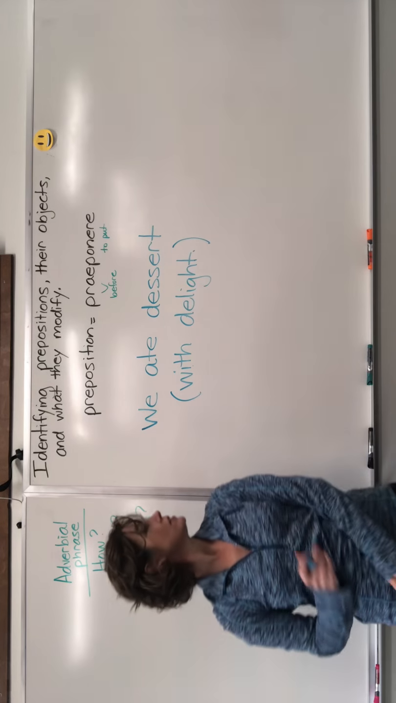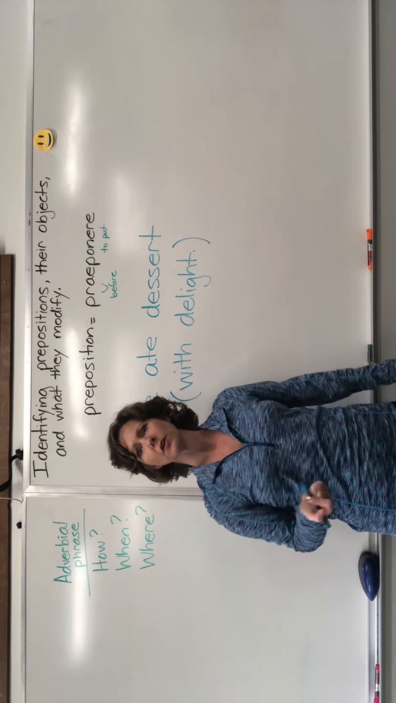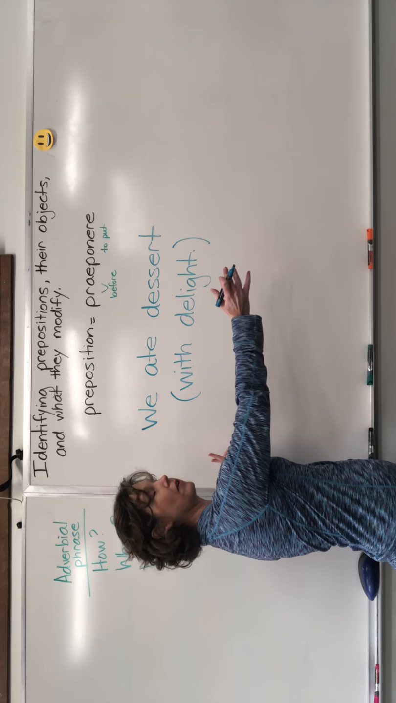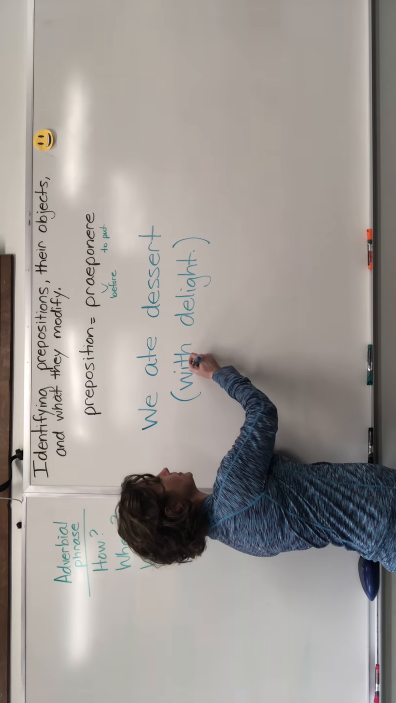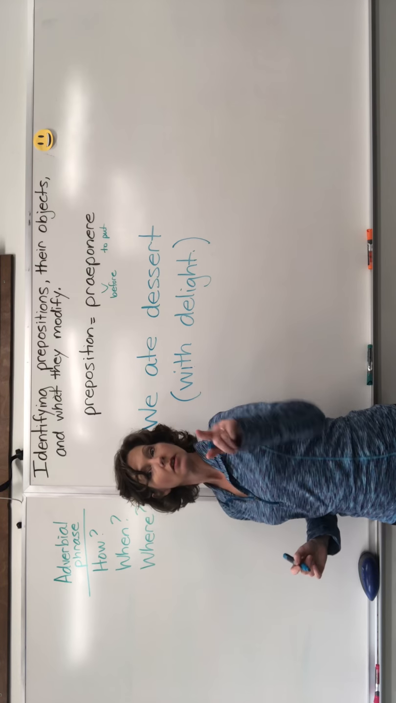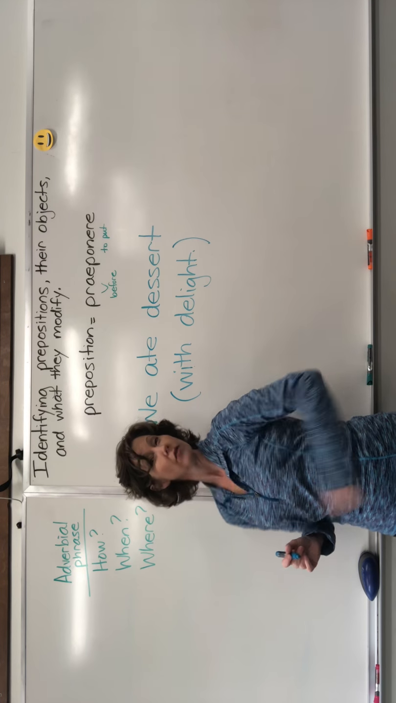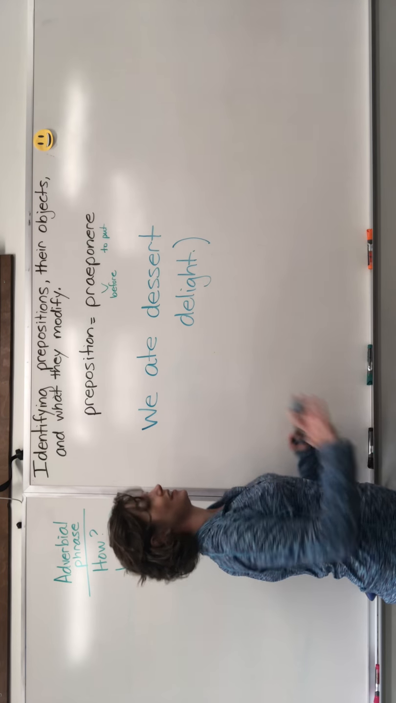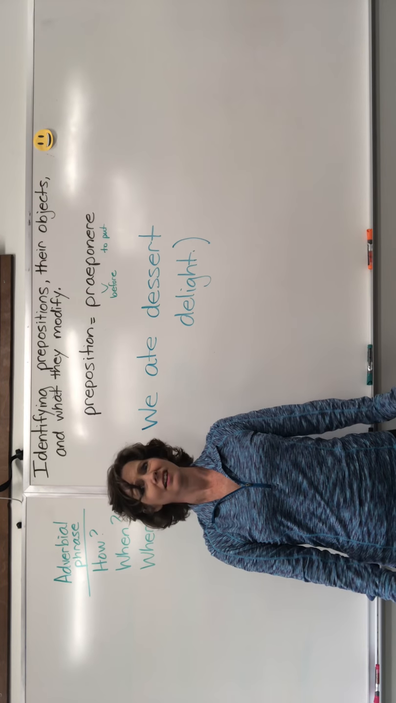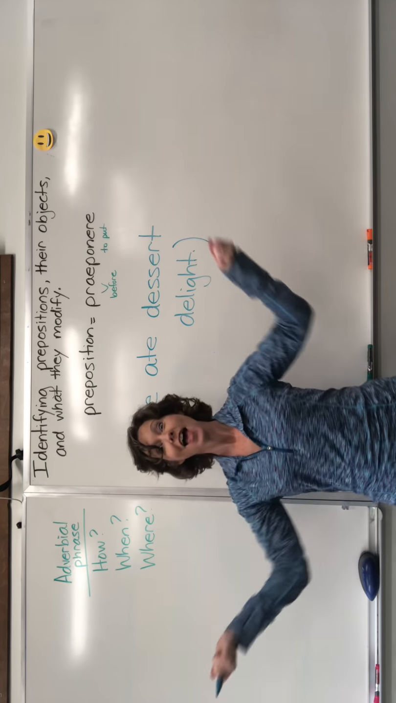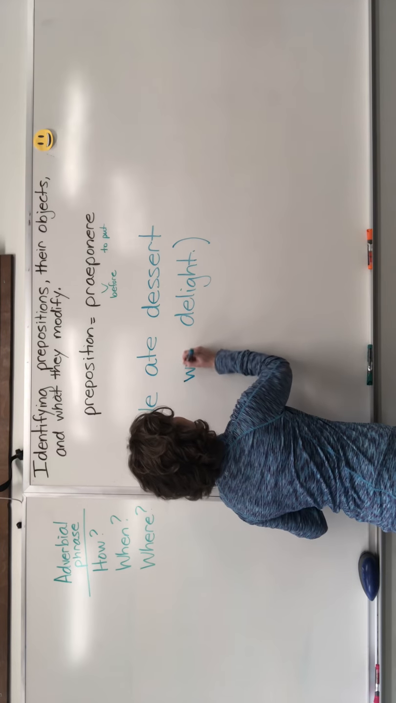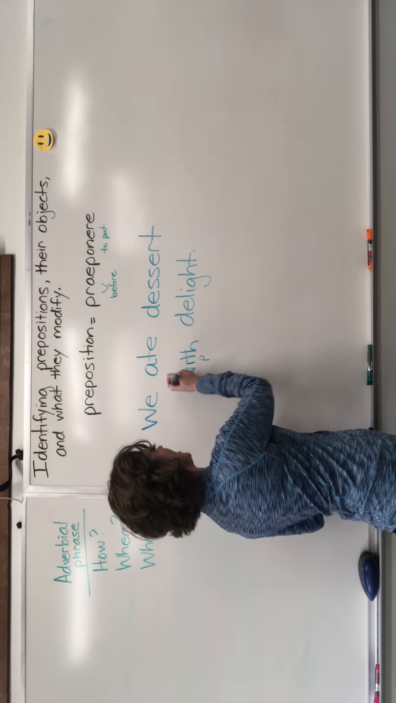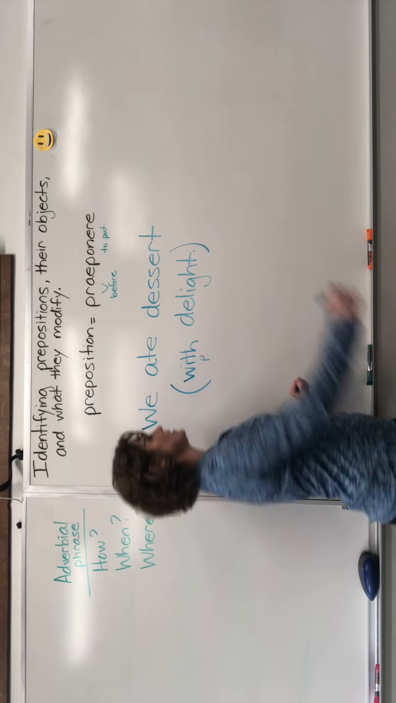But I have two words there. Adverbs are only one word, but adverbial prepositional phrases are more than one word. If this were a preposition and we took it out, like we chopped the apple off the tree, would it fall down? Let's find out. We ate dessert delight. That doesn't work, which means it's a preposition, a prepositional phrase, because it fell apart when we took it out. Now we know with delight is a prepositional phrase.